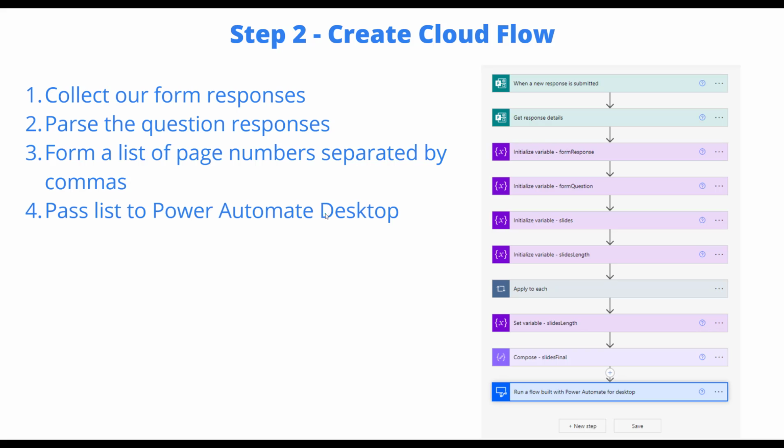All right, next up is going to be creating our Cloudflow. And so obviously the purpose of this is that we want to collect our form responses. As I kind of alluded to in the previous section, we do need to parse the question responses to figure out which question someone has answered yes to versus no to. And then what we want to do is form a list of page numbers separated by commas and pass that down to Power Automate Desktop. So for example, like 2, 3, 4, 7, 9 as an example. And that's kind of the contract between our Cloudflow and our desktop flow.